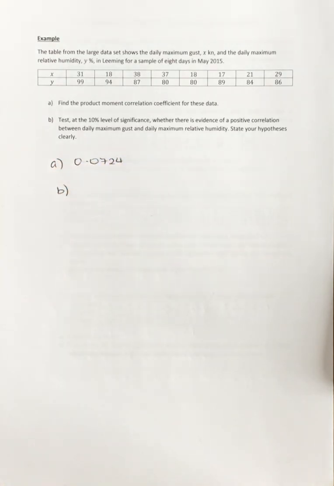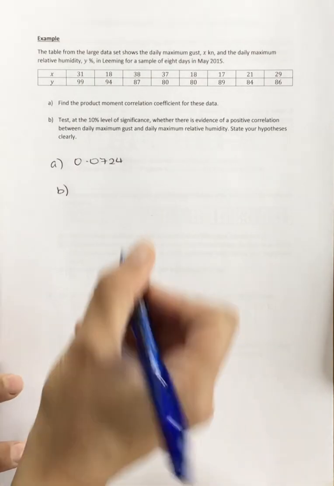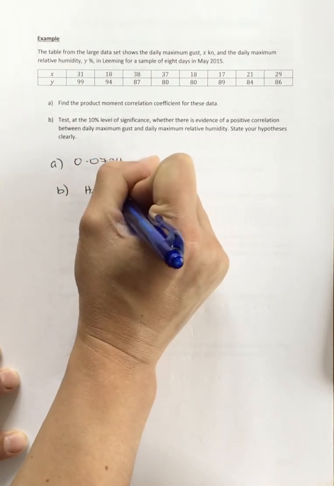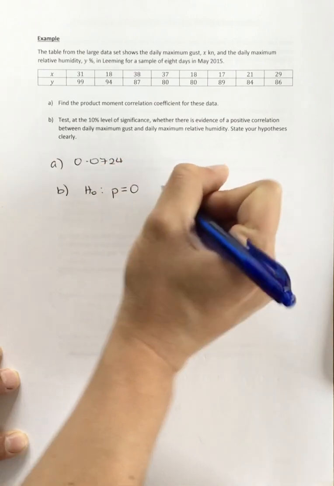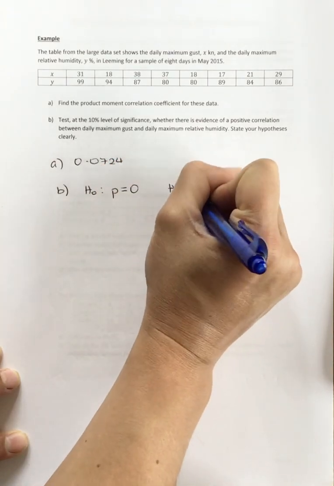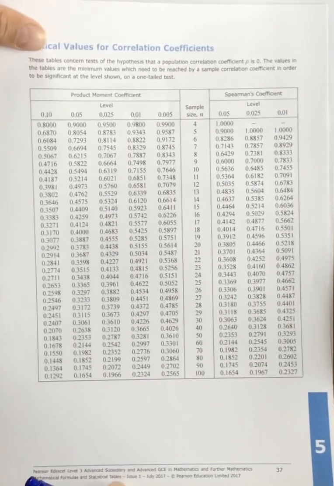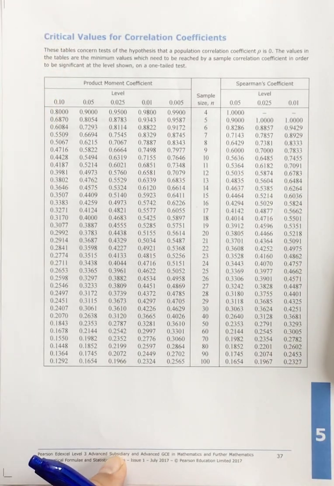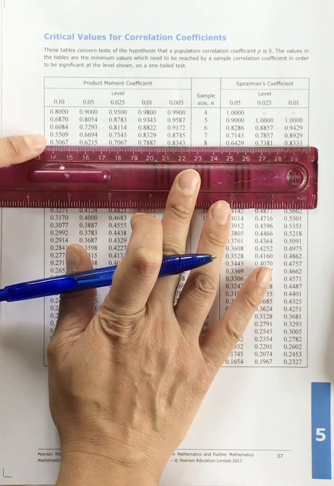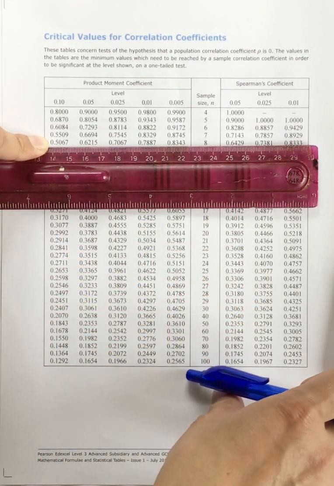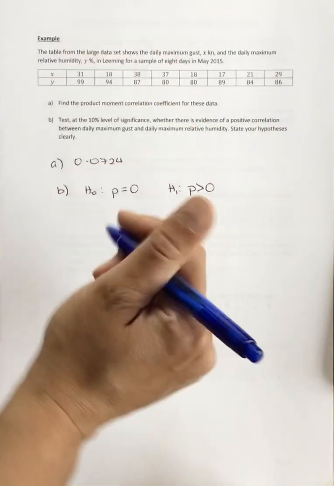Part b is to test whether there is evidence of positive correlation. So this time our null hypothesis, as always, is that there is zero correlation, and our alternate hypothesis is that there is positive correlation. So we've got a one-tailed test this time. We've got a sample of 8 pieces of data, and we're testing at the 10% significance level. So the 10% significance level for a sample size of 8 is 0.5067. So that's our critical value.